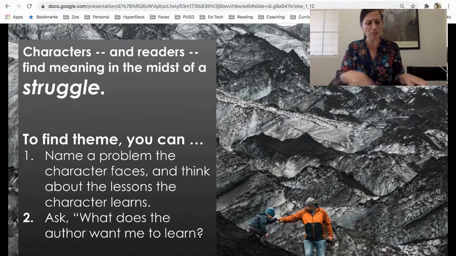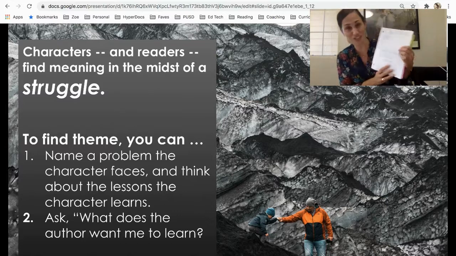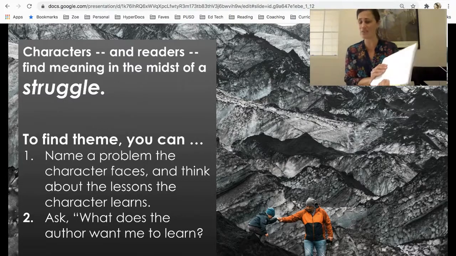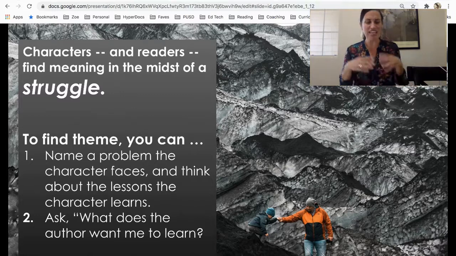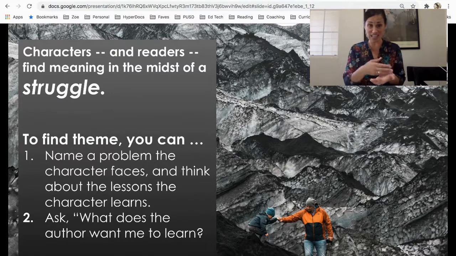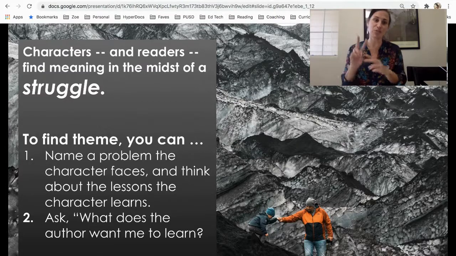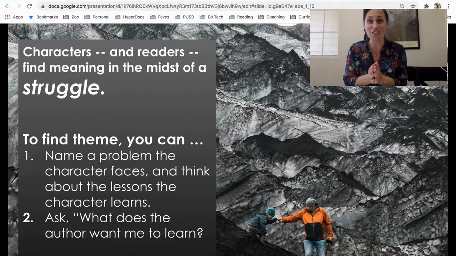So hopefully you've had an opportunity in your own reader's notebook to write this at the top on the next available page. So I've written at the top that characters and readers find meaning in the midst of a struggle. And I'd even like you to go as detailed as to say how to find the theme, okay? Go ahead and write that down, those 2 tips that I want you to think about today. Oftentimes teachers will say, go off and find the theme. But today you're learning how to find the theme. These are 2 strategies that I think will help you with any text that you read, okay?